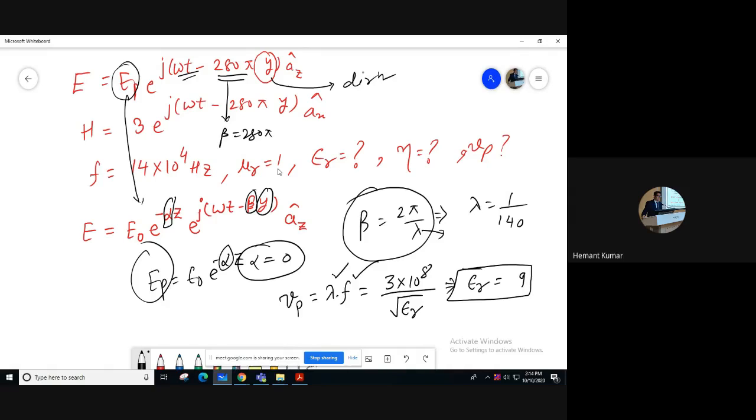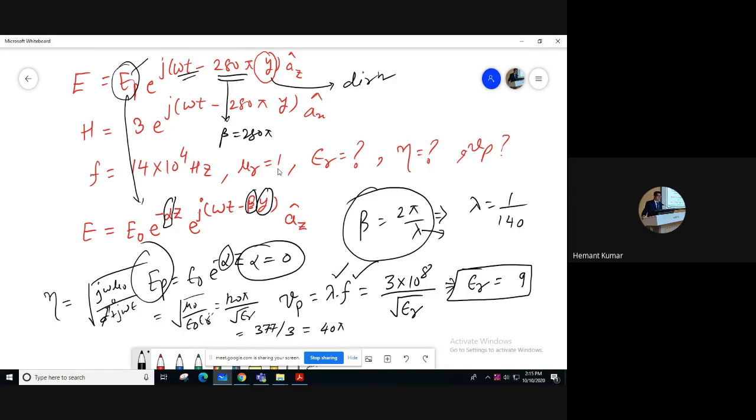Once you calculate the value of epsilon r, you can apply it in eta. Eta is nothing but the square root of jωμ divided by (σ + jωε). Sigma is 0, because attenuation is 0. So it is nothing but the square root of mu naught upon epsilon naught epsilon r. It is nothing but 120π divided by root epsilon r, which is 377 divided by 3. So it is nothing but 40π, or whatever the value is, you can write it here. This way we calculate all the values.